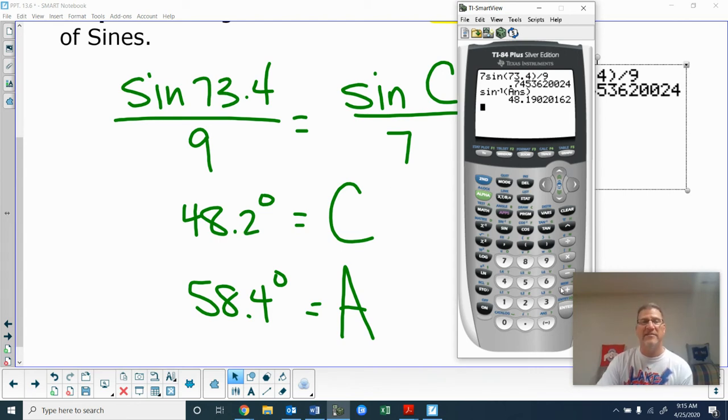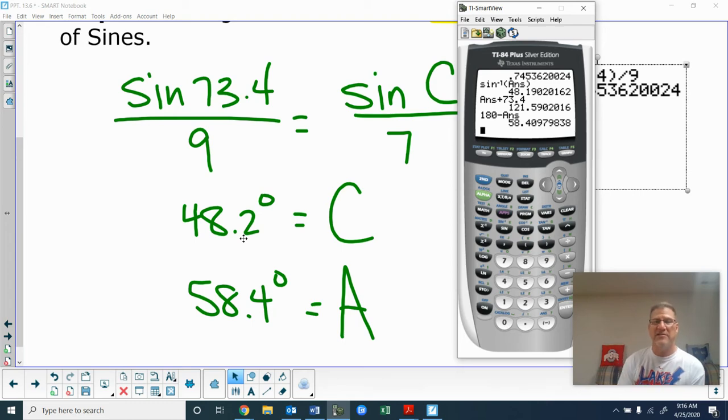So if I add the 73.4, what I know, plus 48.2, there's the two angles that I know. And subtract that from 180. So 180 minus that answer will be that 58.4. So I've got my three angles.